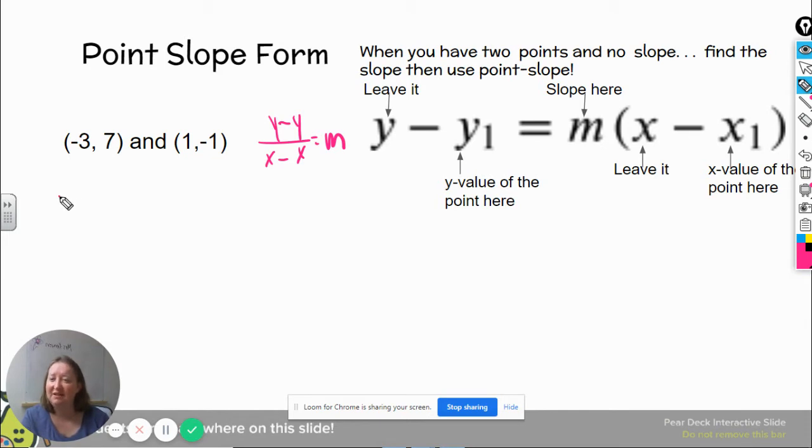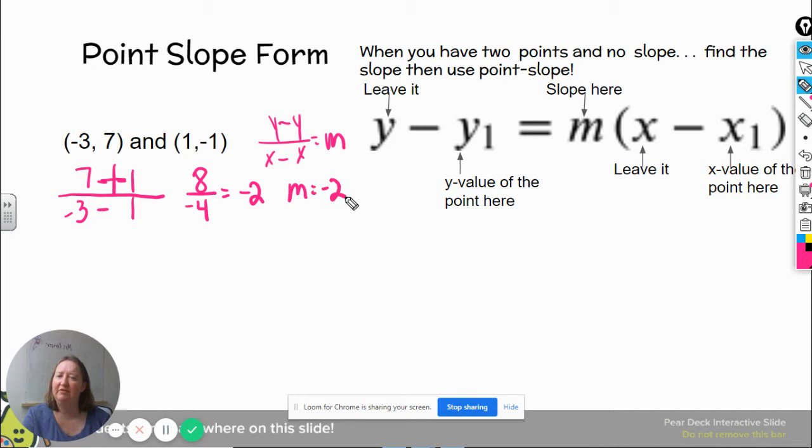So this is the easiest way I know how to show it to you. I'm going to put my line and a minus and a minus. Now I'm going to put the 2 y values on the top, so 7 and -1. Then I'm going to put the x values on the bottom, -3 and 1. Okay, negative and a negative makes a positive. So now we have 8 over -3 minus another 1, -4. That simplifies to -2. So my m is equal to -2.